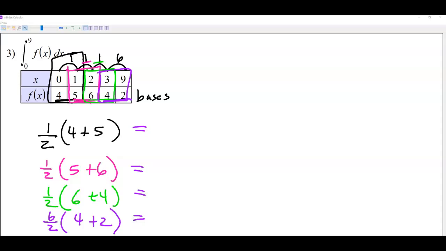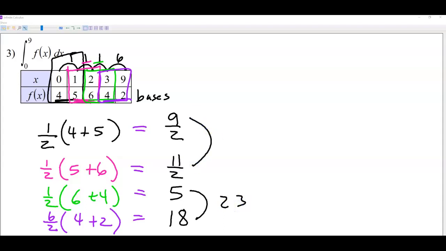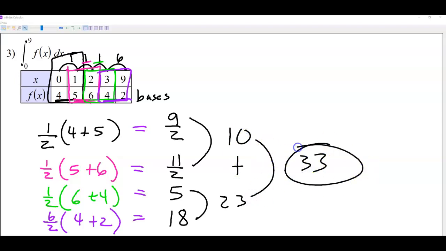And now we get to calculate all those and add them up to estimate the area under the curve, which approximates that integral. So this one would be 9 halves, this one would be 11 halves, this one would be 5, and the next one would be 3 times 6, which is 18. Okay, if I add these together, I get 23. If I add these together, I get 20 over 2, which is 10. And adding those together, I get 33 would be my final answer for that one. So that's the trapezoidal sum.